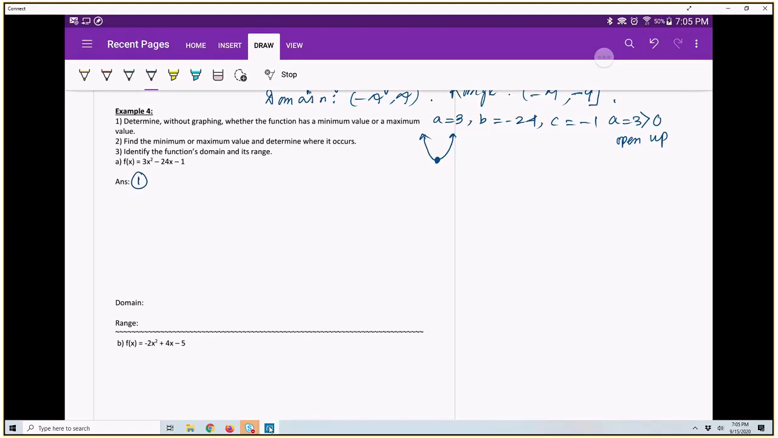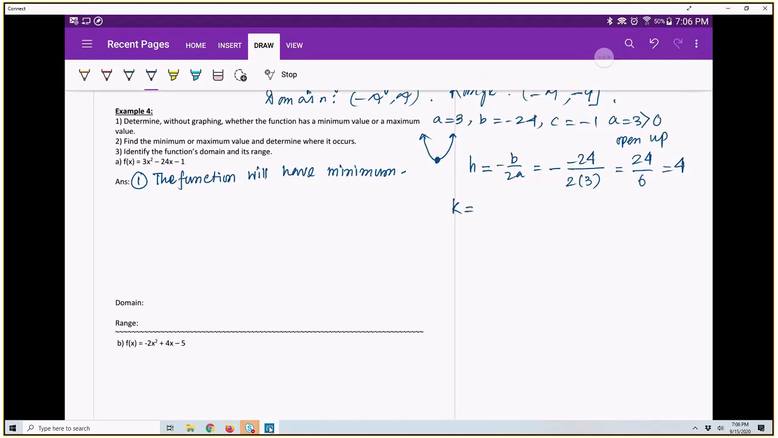Determine without graphing whether it will have a minimum or maximum. So we'll say the function will have a minimum. Now it is saying find the minimum or maximum value and determine where it occurs. So I need to know the vertex. Well, the x coordinate of the vertex is minus b over 2a. So that should be minus 24, since b is negative 24, over 2 times a, which is 3. So minus times minus is positive 24 over 6, and that's 4.